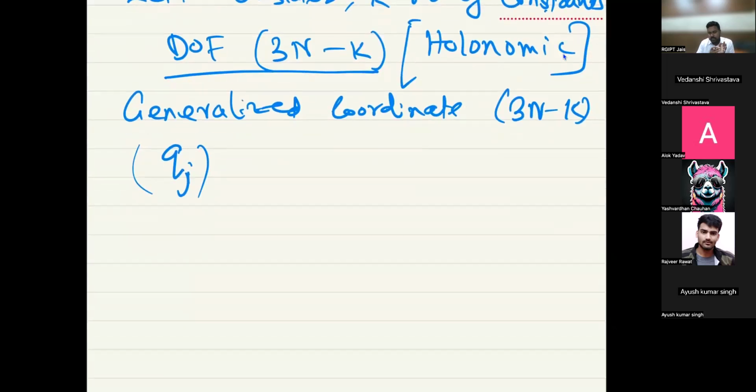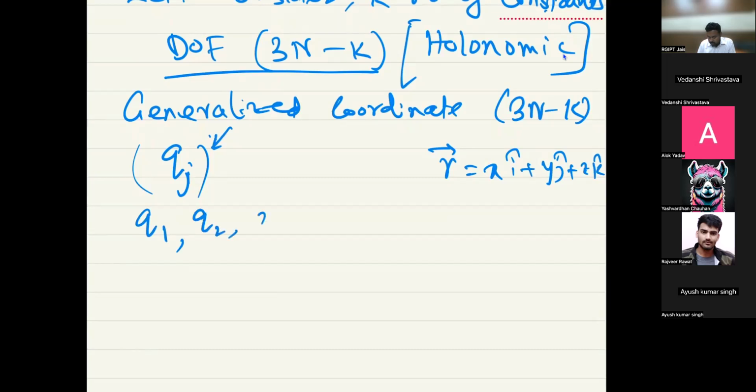So you can build a relation between the real coordinate, this normal coordinate system, which we say in terms of the position vector r, and this generalized coordinate system. This is the Cartesian coordinate system, right? We can write any position vector r equal to x i cap plus y j cap plus z k cap. But the generalized coordinates are represented by qj. So if you have n number of generalized coordinates, you can write q1, q2, q3, dot dot dot qn.